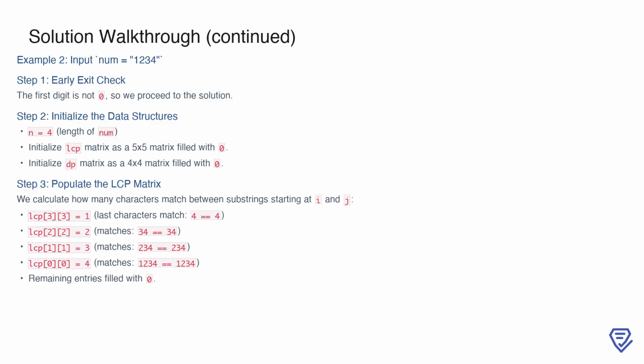Next, we populate the LCP matrix by comparing substrings starting at different indices. For example, the last characters match, so LCP[3][3] is set to 1. Similarly, the substrings 34 and 34 match, resulting in LCP[2][2] equals 2, while longer substrings like 234 and 1234 also match, giving LCP[1][1] equals 3 and LCP[0][0] equals 4. All other entries remain 0, as no other substrings overlap. This matrix allows us to efficiently calculate the overlap between substrings of different lengths.